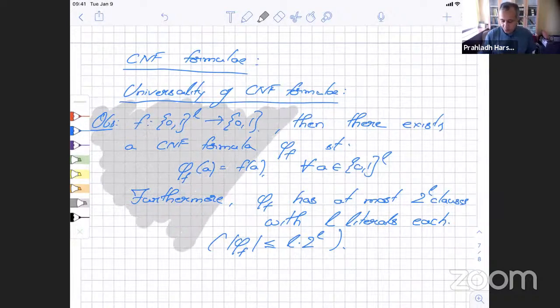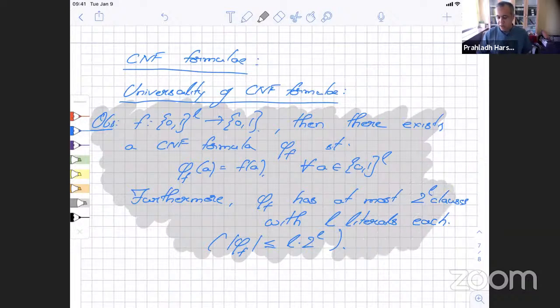Why is this true? Give me any Boolean function on L variables. I can write it down as a CNF formula, not necessarily 3-CNF, because it has L literals each, so it's an L-CNF. Why is this true? Is it basically brute force? It's just brute force. Take every possible assignment.